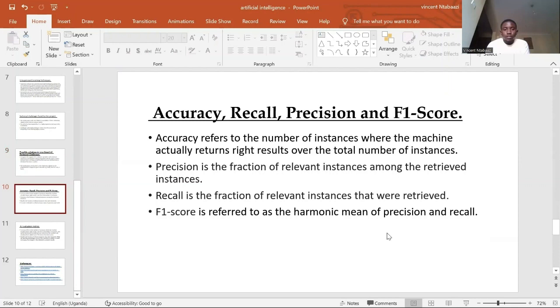Then we look at the metrics evaluation. We have accuracy, recall, precision, and F1 score. Accuracy will be the number of instances when the machine is actually right out of the total number of instances. That means it is accurate and it is determining the rubbish, that this is rubbish. So it's accurate, and that's what accuracy covers.